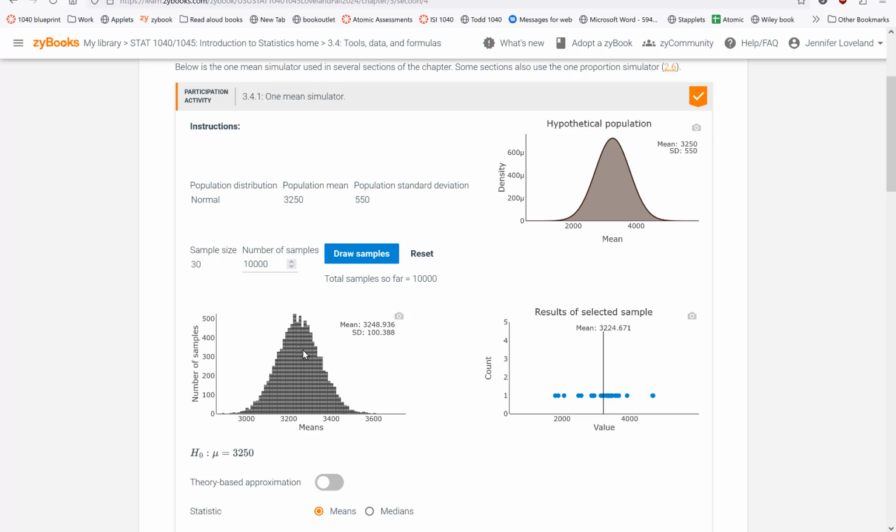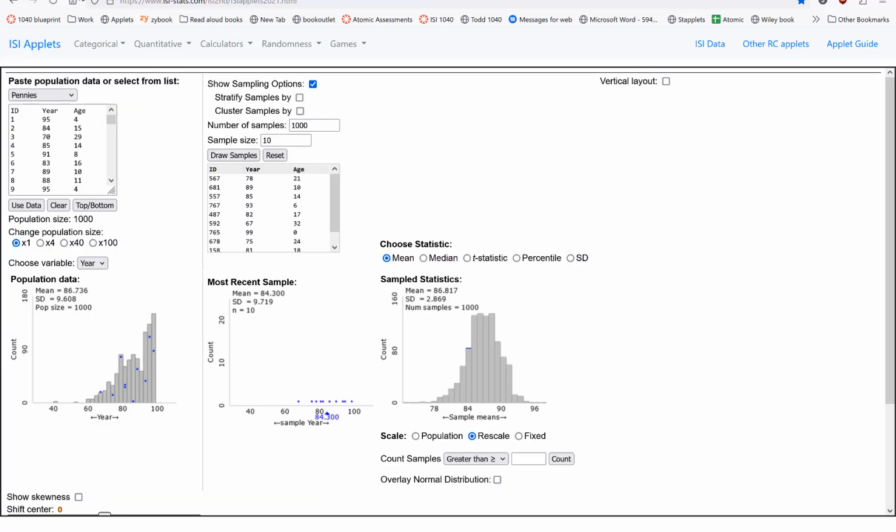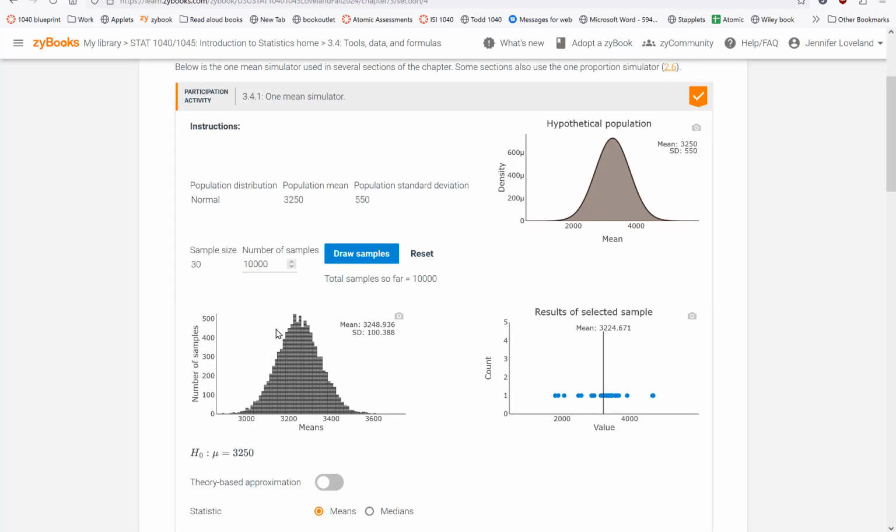Okay, so now let's pause for a minute and think about, usually if we went back to the quantitative one mean applet for our ISI applets, it lets you put in different populations, but if you don't have the actual population data, then it doesn't give you anywhere to put in the population info of the mean and SD if you don't actually have the true data. That's why you have to come use this Zybook. So it does make up a hypothetical population, which we're going to talk about in a minute of why that's okay. But then you can see what the different sample means will look like.